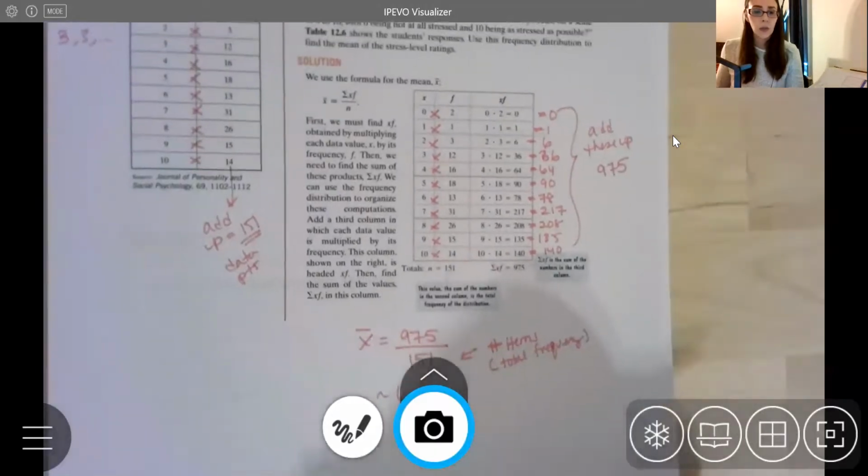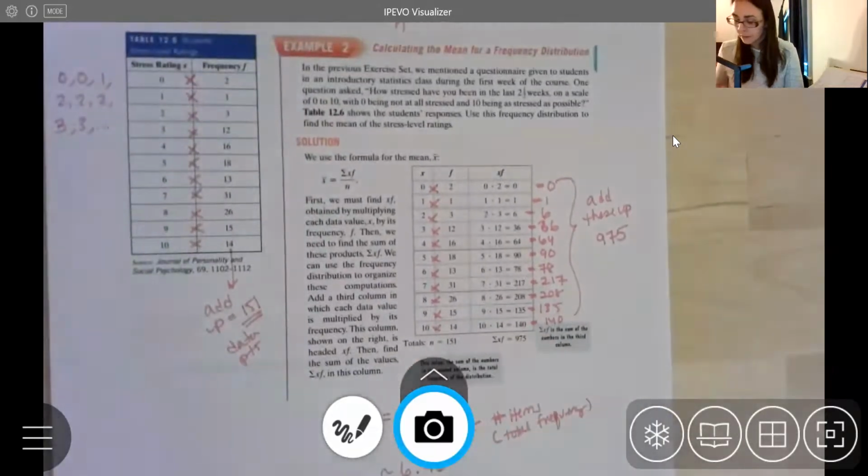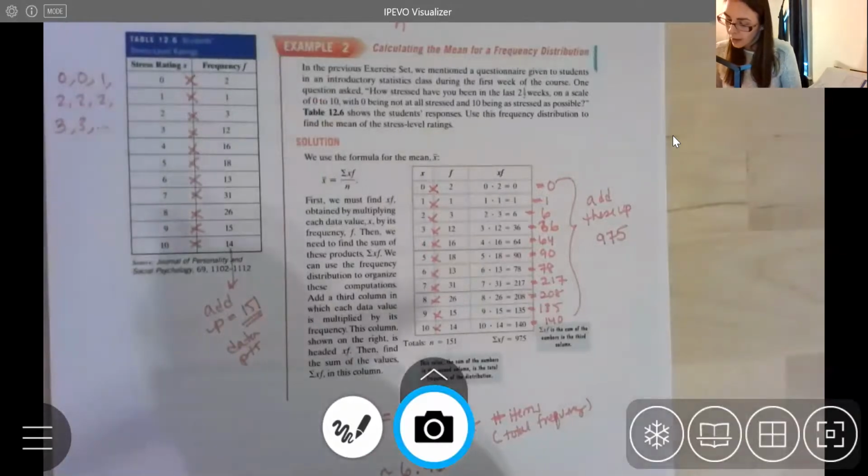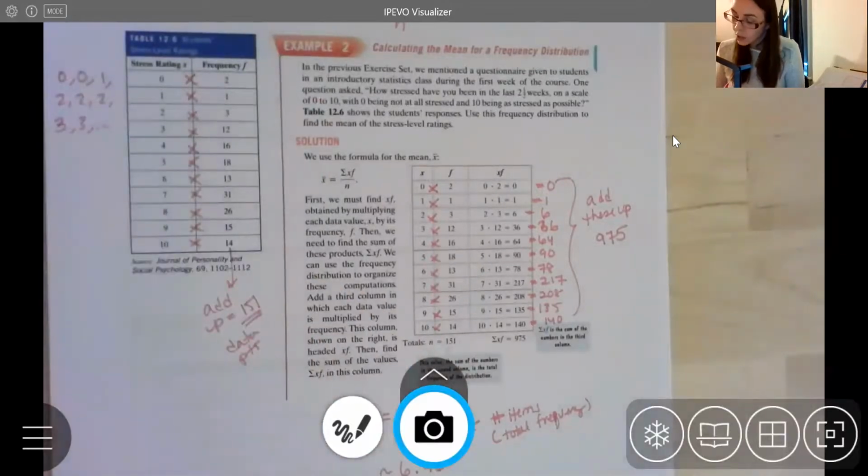Now, this data was about students' stress level rating, so I kind of didn't spend too much time describing that, but it was based on a questionnaire given to students in an introductory stats class. It asked, how stressed have you been the last 2.5 weeks on a scale of 0 to 10? 0 being not at all stressed and 10 being as stressed as possible.